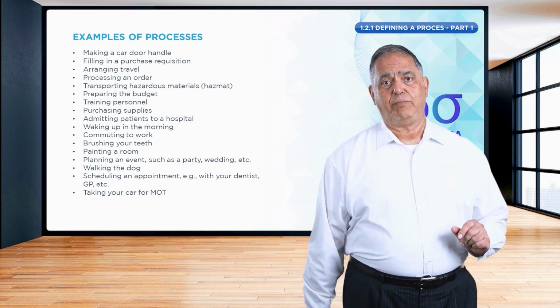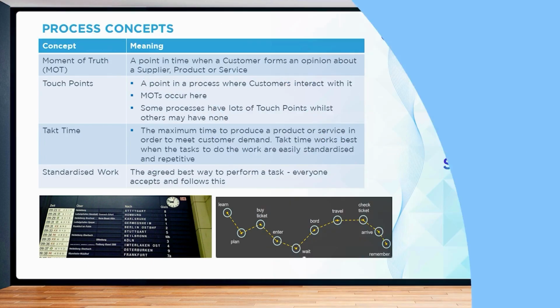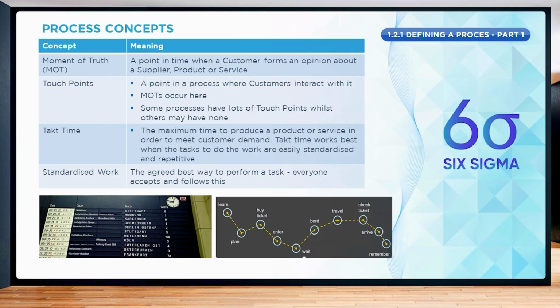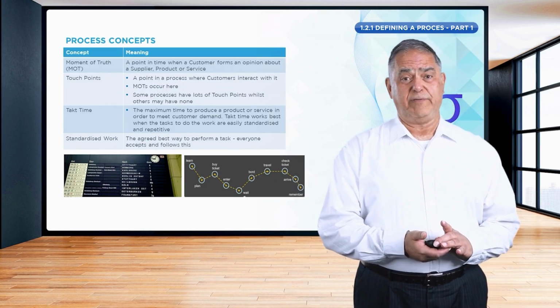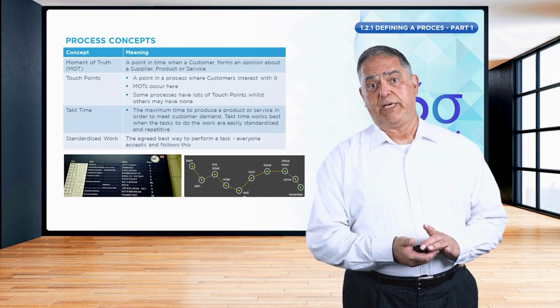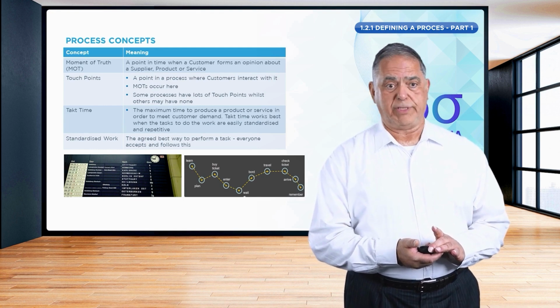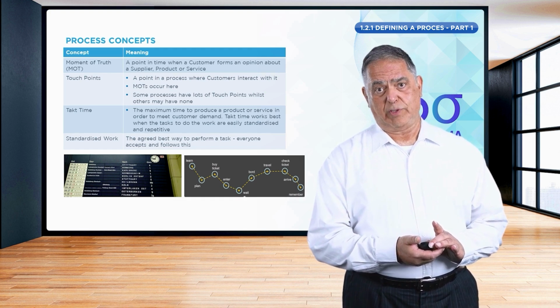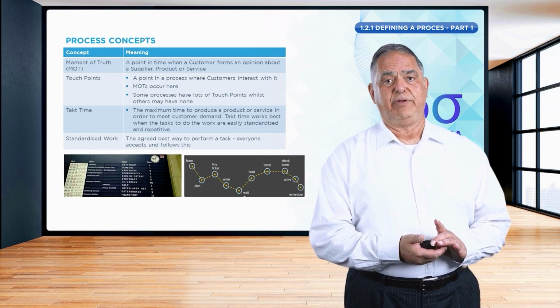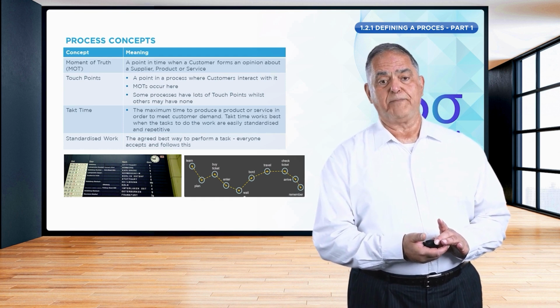Same thing applies for planning an event. For example, you may be planning a party, you may be planning a wedding, etc. Now, referring to process, there are several concepts associated with a process. The first one is the moment of truth, as we call it, or the abbreviated MOT.